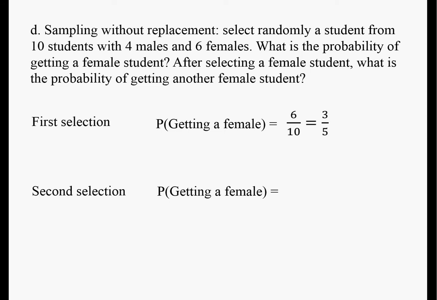There's only 9 students left. Now, if the first student selected is a female, and this female is no longer in the pool anymore, within these 9 students, how many ways will we obtain a female student now? There's only 5 ways to obtain a female student. Therefore, in the second selection, the probability of getting a female student is 5/9.